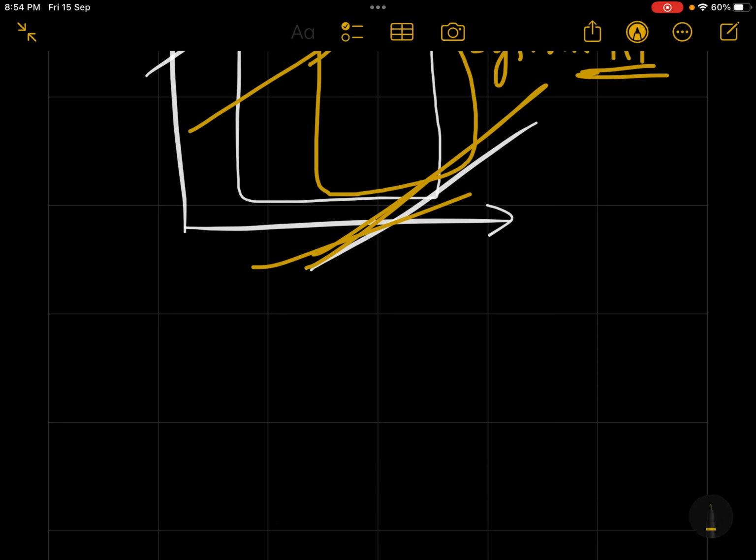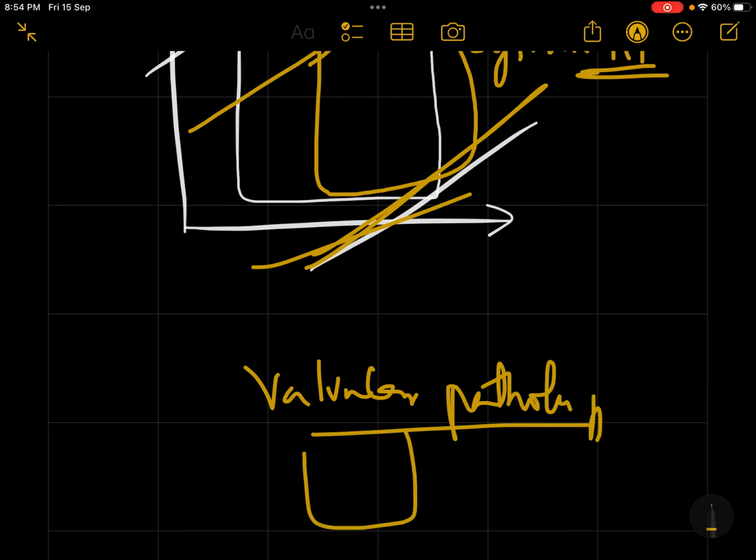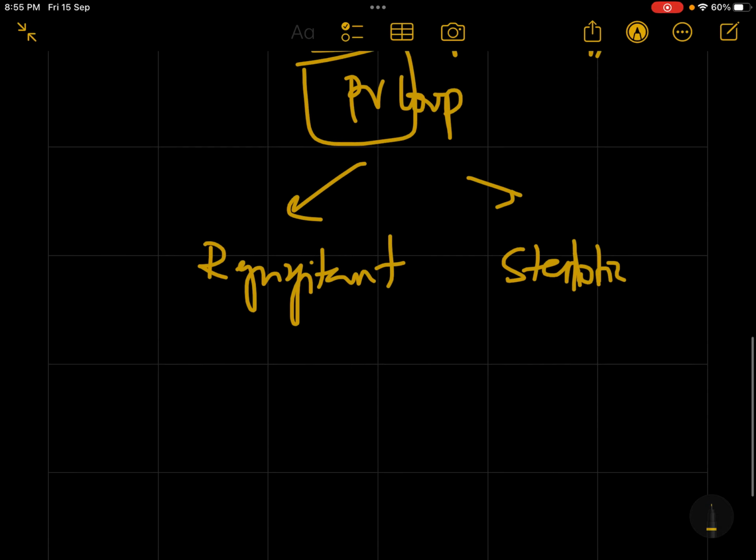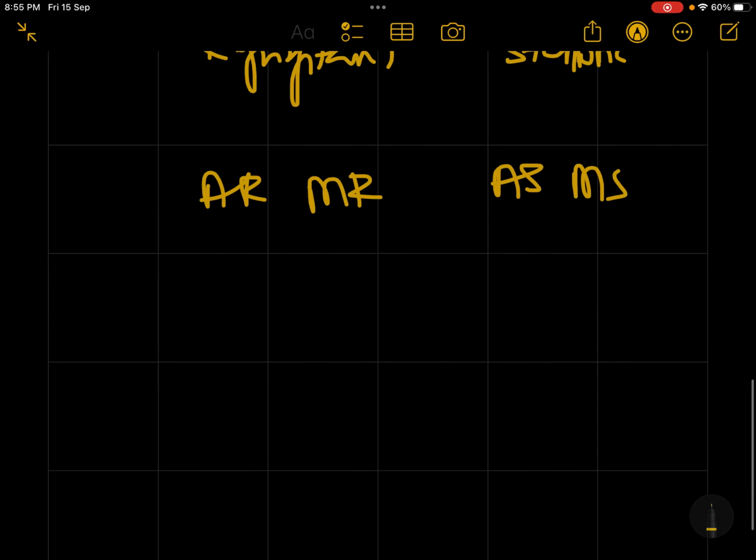Coming to valvular pathology and how to identify it on pressure volume loops. So we know there can be regurgitant or stenotic lesions of the valve. It can be AR, MR, AS and MS.